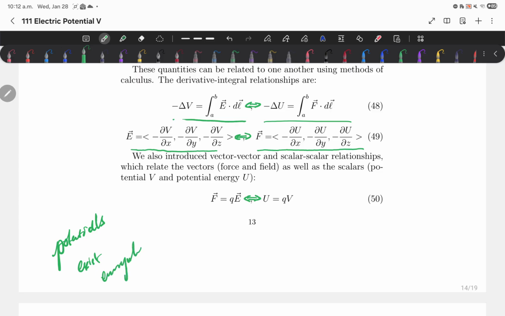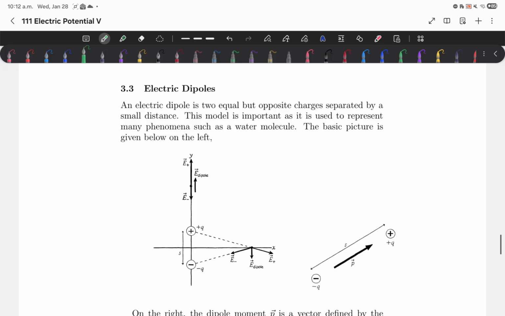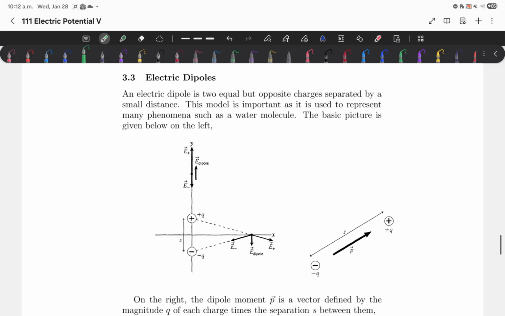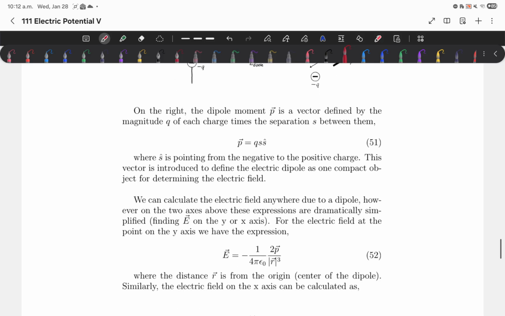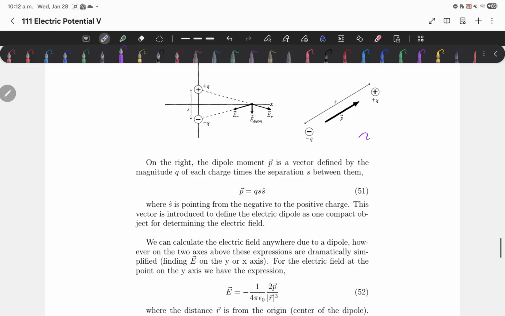Anyway, a couple more topics here. Electric dipoles, just really briefly introducing this, it's something you should maybe be aware of. Electric dipoles are pretty simple. If you have an equally charged positive and negative charge a small distance apart, you can find the electric field on either axis relatively simply, with a general expression for anywhere on the axis. We define this vector p, that's not momentum. This is called the dipole moment vector, pointing from one charge to the other. It allows us to write down some simplified expressions.